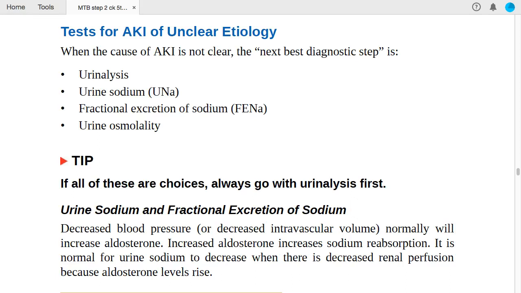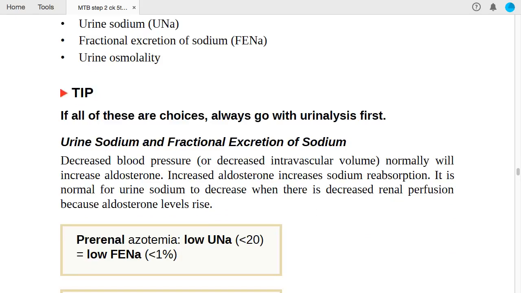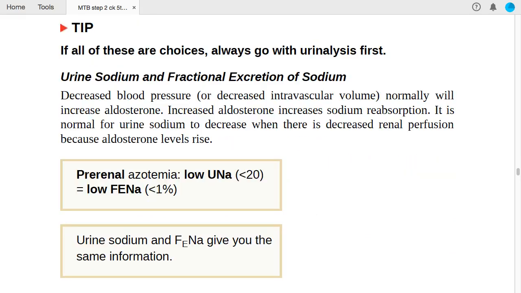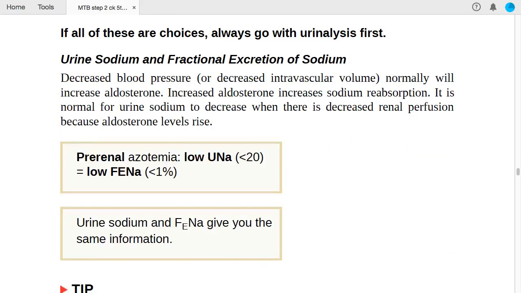Decreased blood pressure or decreased intravascular volume will normally increase aldosterone. That's a natural process, right? That is how the renin angiotensin system works. Whenever there is decreased pressure, there will be release of aldosterone via the renin angiotensin system. Increased aldosterone increases sodium resorption.